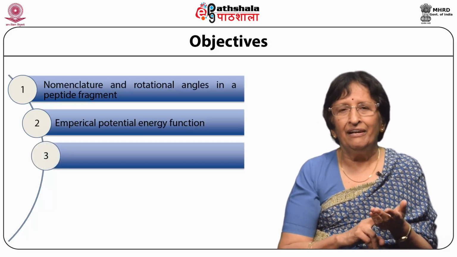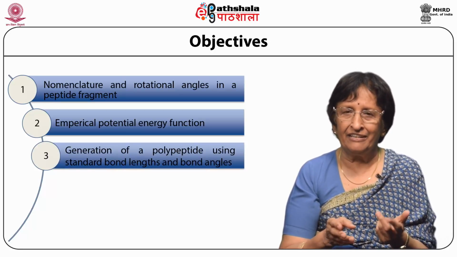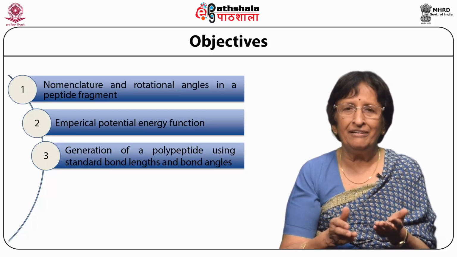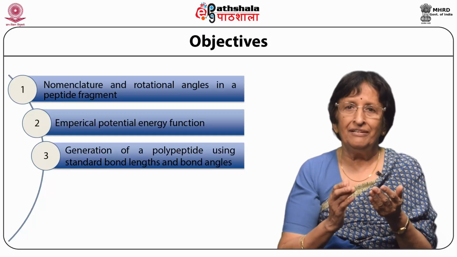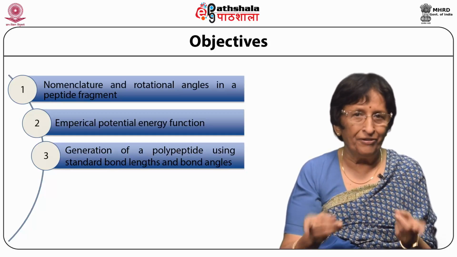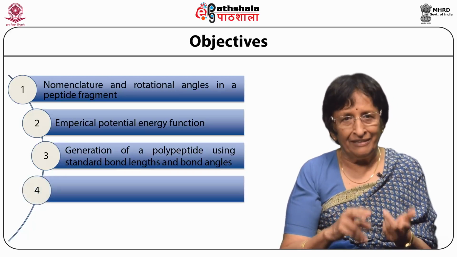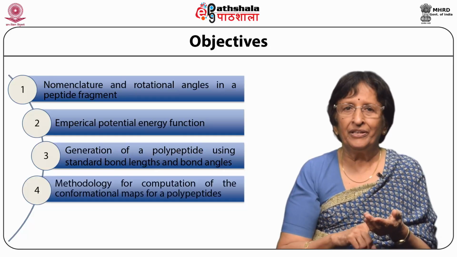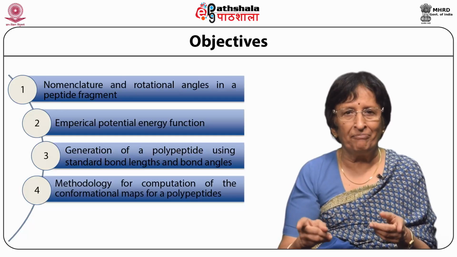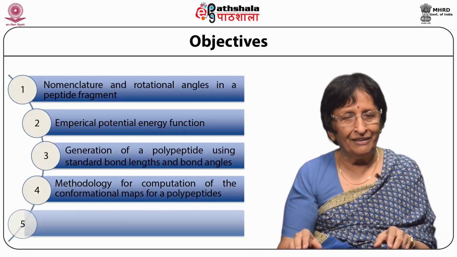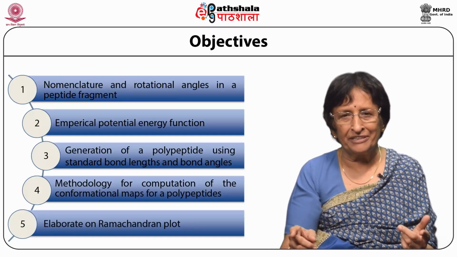Thirdly, generation of a polypeptide. This is necessary. We start from some geometry and then we create various geometries of peptides using standard bond lengths, bond angle and dihedral angle data. Then I would like to describe methodology for computation of the conformational maps for polypeptide, and most important, I want to elaborate on what is Ramachandran plot.